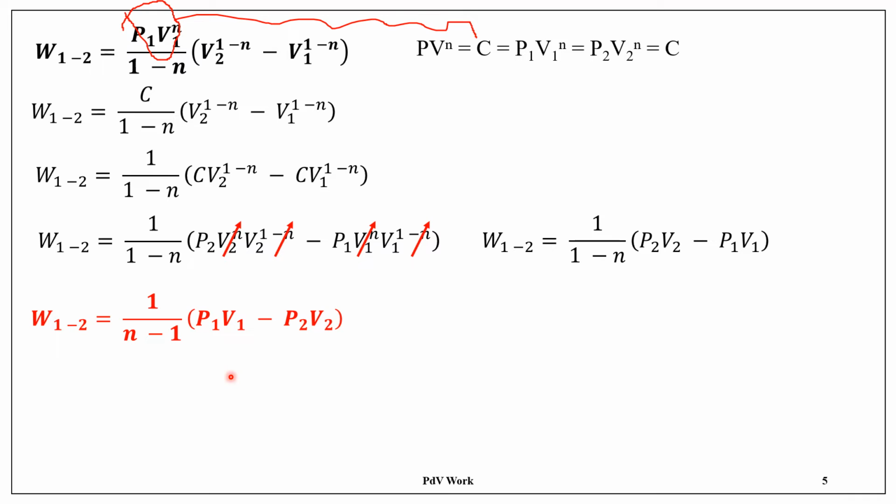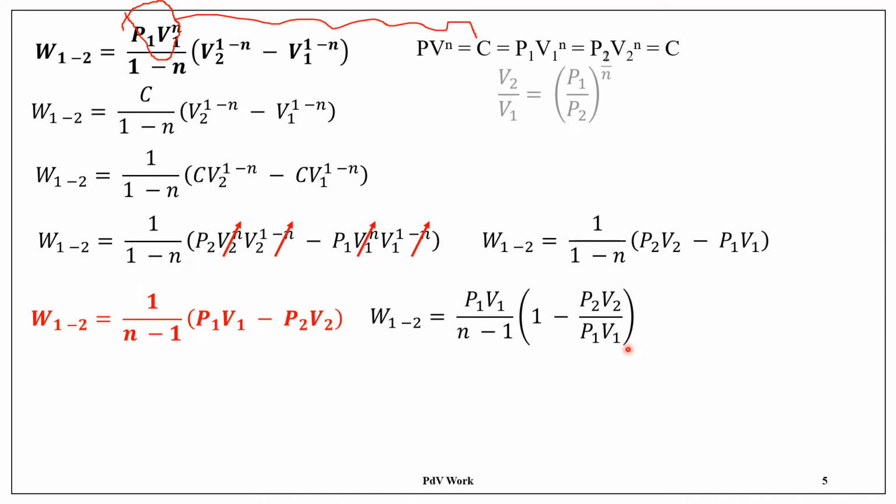This expression can also be modified. In order to modify that, I'm going to take this P1 V1 as a common one. So this expression can be written like this. Now, instead of this V2 by V1, I can substitute. From this, we can write V2 by V1 is equal to P1 by P2 raised to the power 1 by n. Now, instead of this V2 by V1, substitute this. That means bring this one over here.